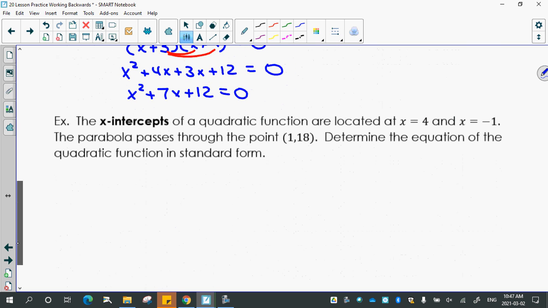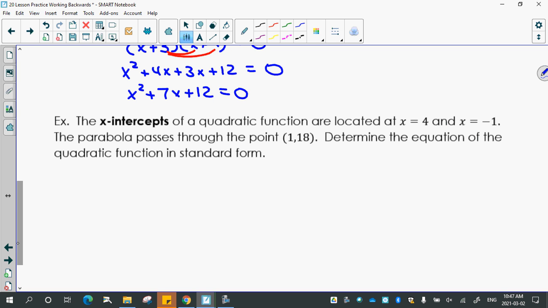Okay. The x-intercepts of a quadratic function are located at x equals 4 and x equals negative 1. The parabola passes through the point (1, 18). Determine the equation of the quadratic function in standard form.